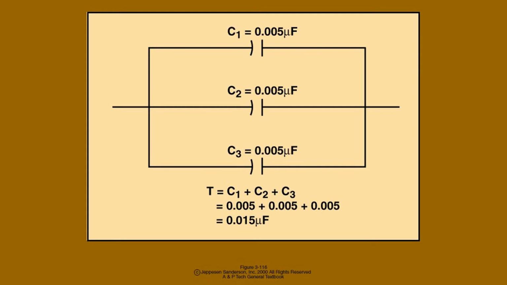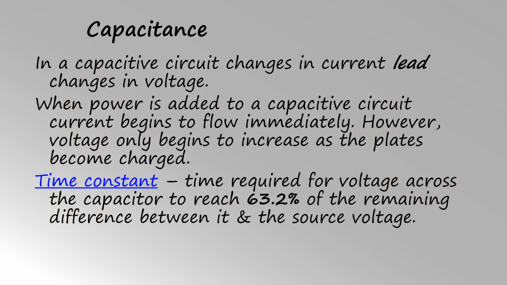In this example, we have three capacitors in a circuit parallel to each other. Remember, capacitors in parallel add like resistors in series. In a capacitive circuit, changes in current lead changes in voltage. When power is added to a capacitive circuit, current begins to flow immediately. However, voltage only begins to increase as the plates become charged.